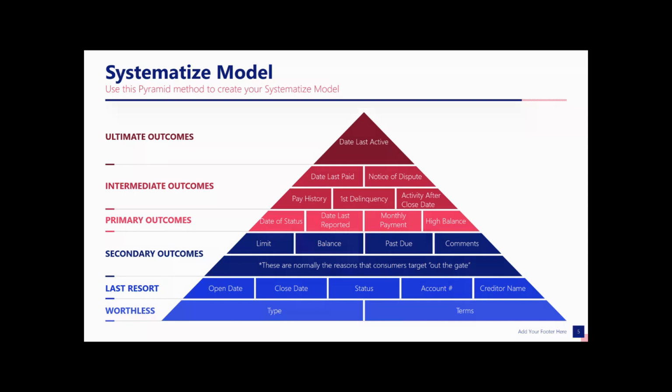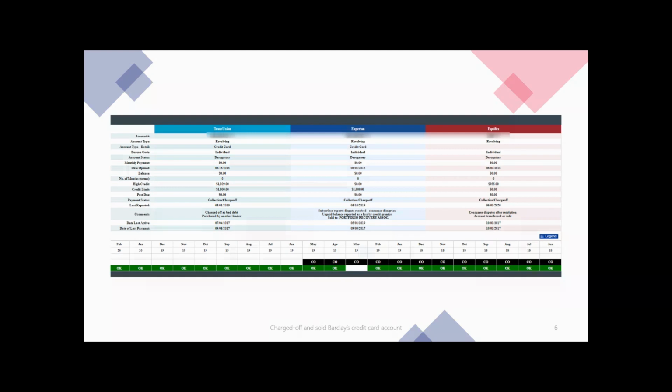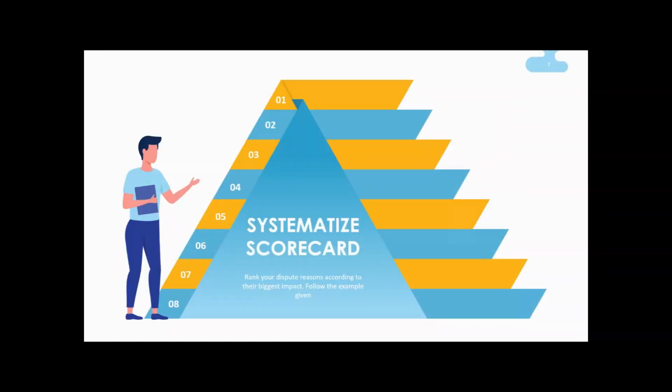So what I'm going to be using is this example account, and what I did was I prioritized each element of this account. So this is actually a charged off and sold Barclays credit card account, and as you can see, there's different numbers, there's different dates. So I put this on the Systematized scorecard, and what we're doing is we're ranking the dispute reasons according to their biggest impact. And you're going to follow the example that I'm giving right now, where I took the date last active and I filled in the dates, the date last paid, which is my next dispute reason from my next round. We're assuming that this information doesn't change, just so that you understand how to use this.